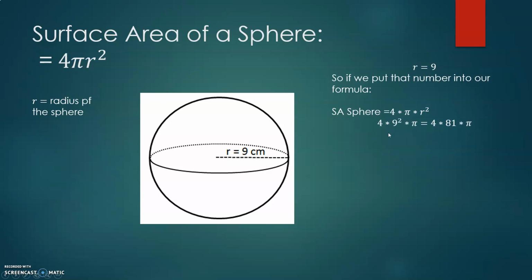So it'd be 4 times 81, which is 324 pi square centimeters. Again, throw in that 3.14, and that would get you to 1017.4 square centimeters, rounded to the nearest tenth. Now, if they were to give you the diameter, you'd have to divide by 2 to figure out the radius and then put it in the formula. That's the most common tricky type problem that they give you with the surface area of a sphere.